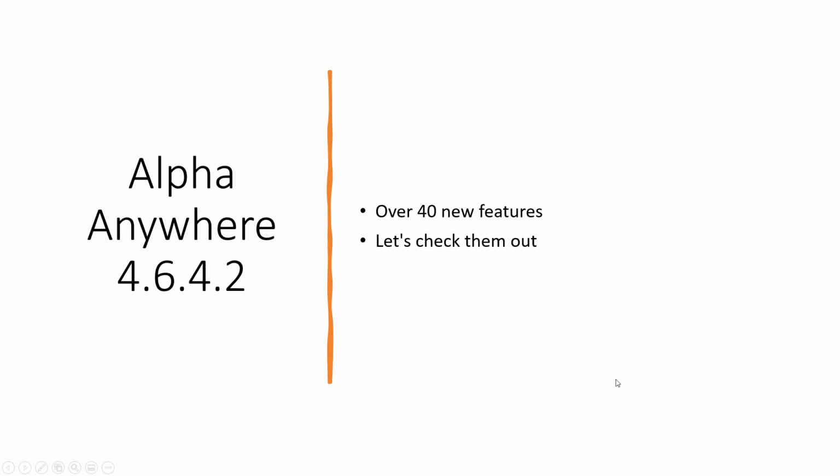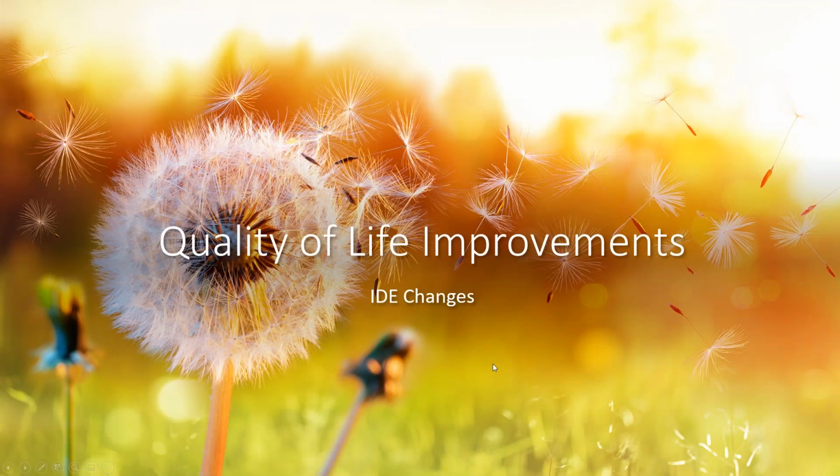But the Alpha Anywhere 4.6.4.2 release has over 40 new features. And this presentation is just going to be like a high-level overview of what's in it. I'm not going to get to every single thing because there's only so much I can cover. And there's a few things I don't know if it's even worth mentioning, like IIS recycling changing to ensure that your systems stay up without interruption. But some of the big stuff that you may or may not notice, things that might make your life easier as a developer, I wanted to point those out today.